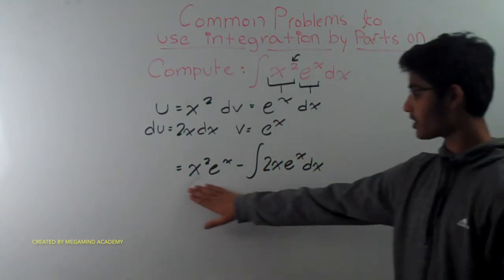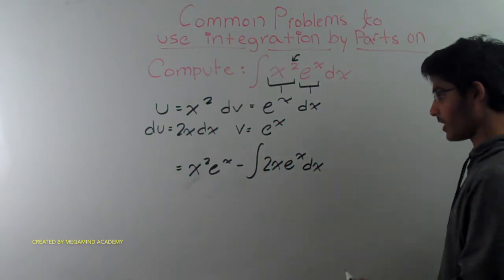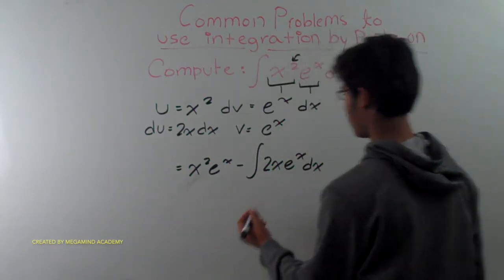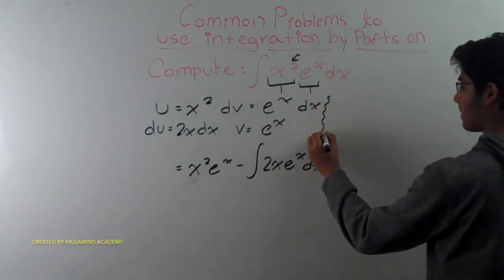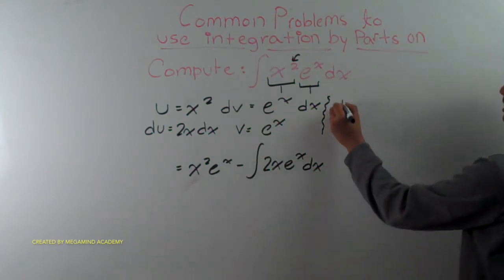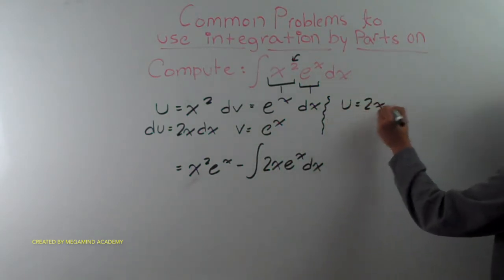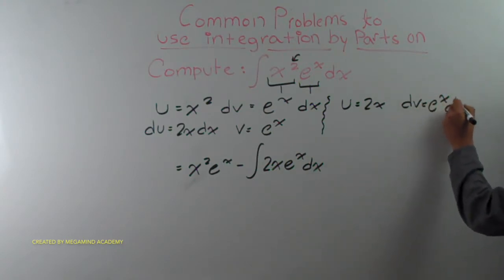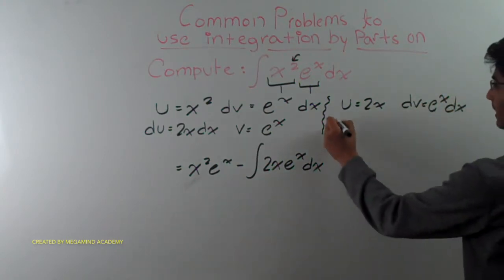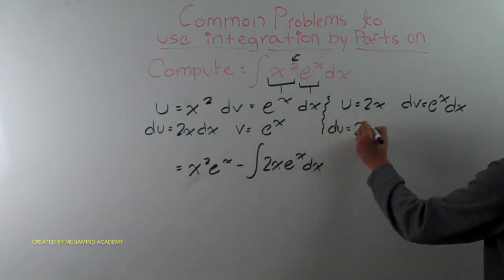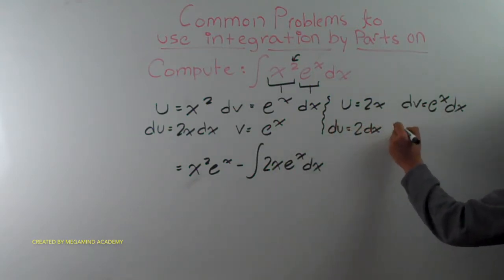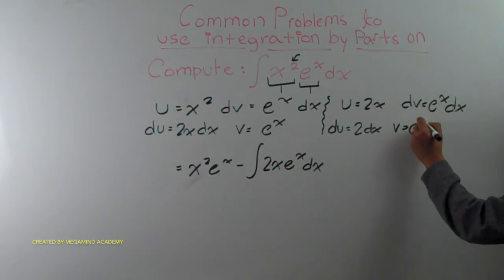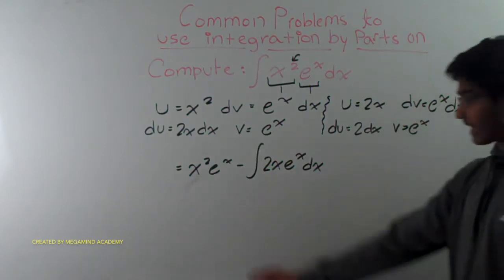So we applied it the first time. Now let's see if that holds true and we're finished the second time. So this was the method the first time. The second time, the u will be 2x, and the dv will be e to the x dx, meaning that du is 2 dx, and v is equal to e to the x.